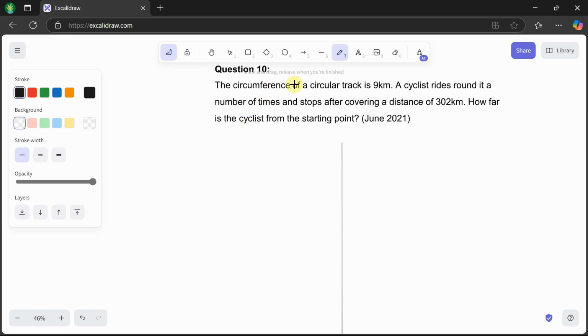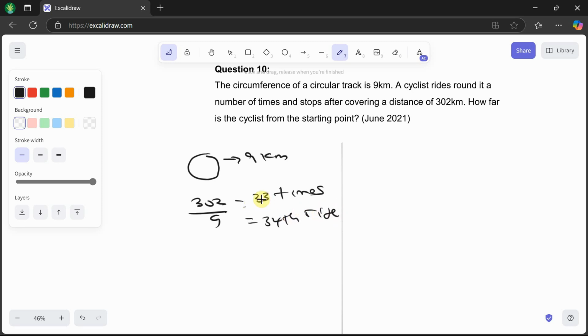So we're told that the circumference of the circle is 9 kilometers. So that means the length round the circle is 9 kilometers. And he's riding round it a number of times and stops after a distance of 302. So let's see how many times he has gone round. So 302 divided by 9. This will give me 33 and 5 point something. So he has gone round 33 times, right? So he was on his 34th ride.